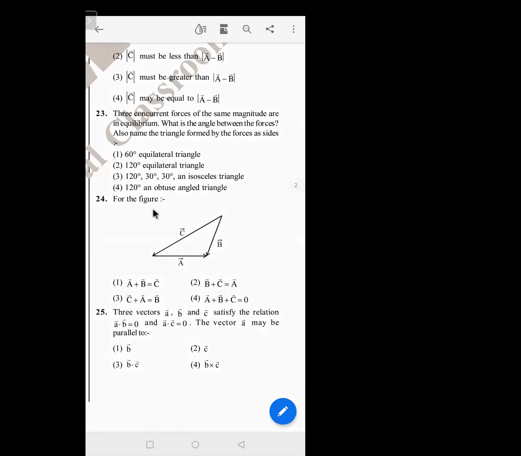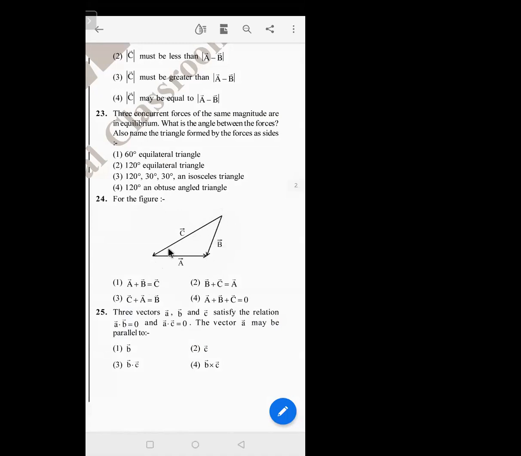Next one. For the figure, a bar plus b bar is equal to c bar. A bar, see here. What is the condition I can write here? See, these two vectors are taken. Which two vectors are taken in the same order, beta? C bar and a bar are taken in the same direction. Third vector is in opposite. See the arrow marks, beta.